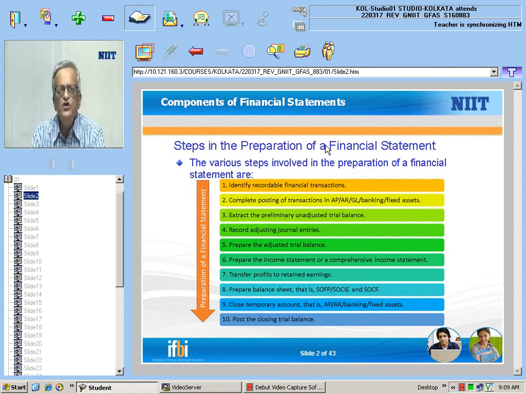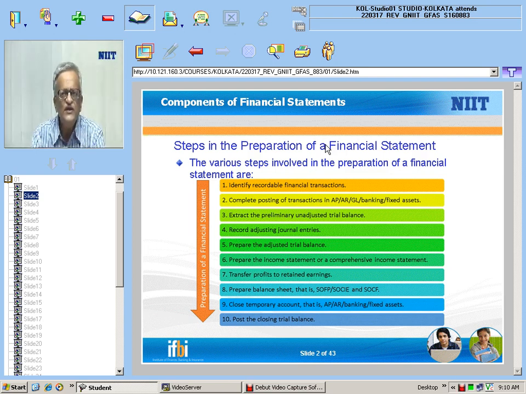Steps in the preparation of a financial statement. The various steps involved in the preparation of a financial statement are: number 1, identify recordable financial transactions. Recordable financial transactions are those transactions which are monetary in nature, money related. Number 2, complete posting of transactions in accounts payable, account receivable, general ledger, banking and fixed assets. Number 3, extract the preliminary unadjusted trial balance.